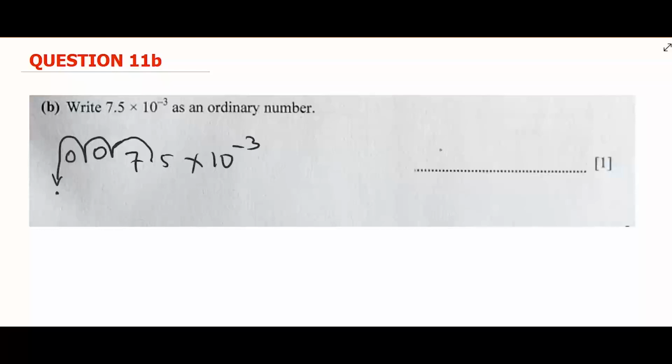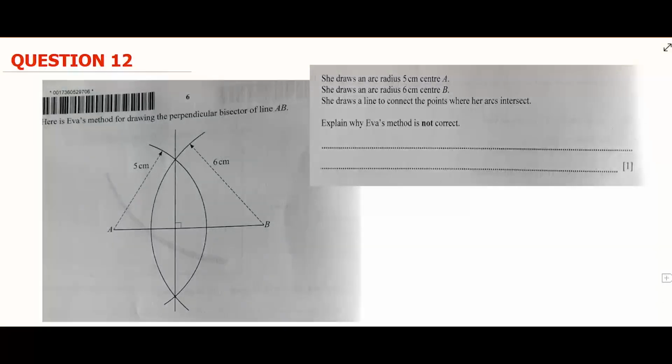That means I'm going to have 0.0075, and then that's 75. Okay, so it is always good to precede your decimal point with a 0. So this will be the correct answer. So the next one is question 12.